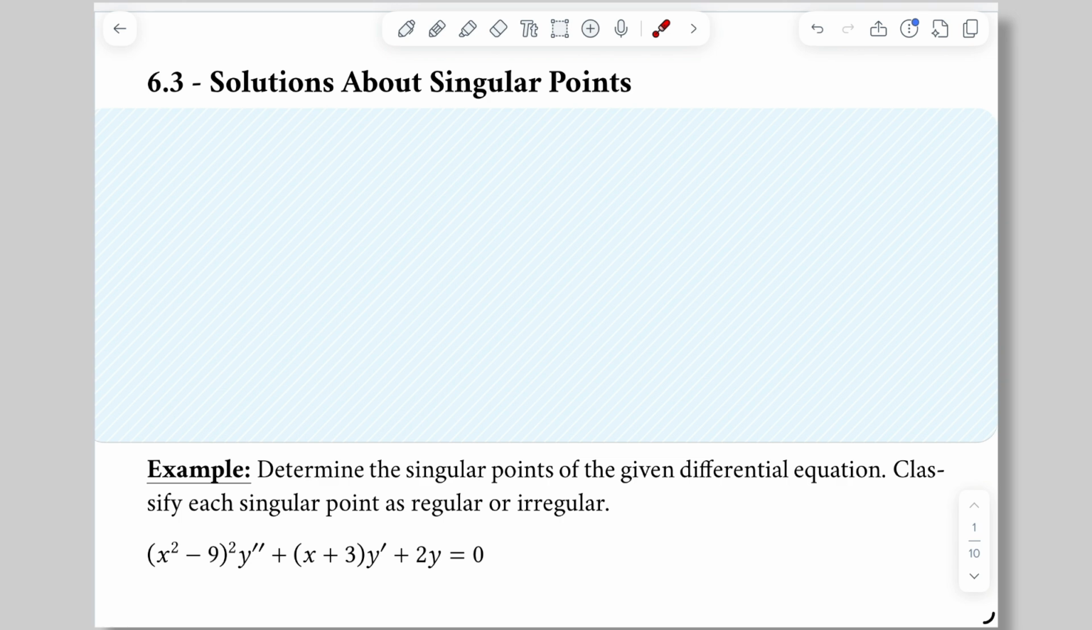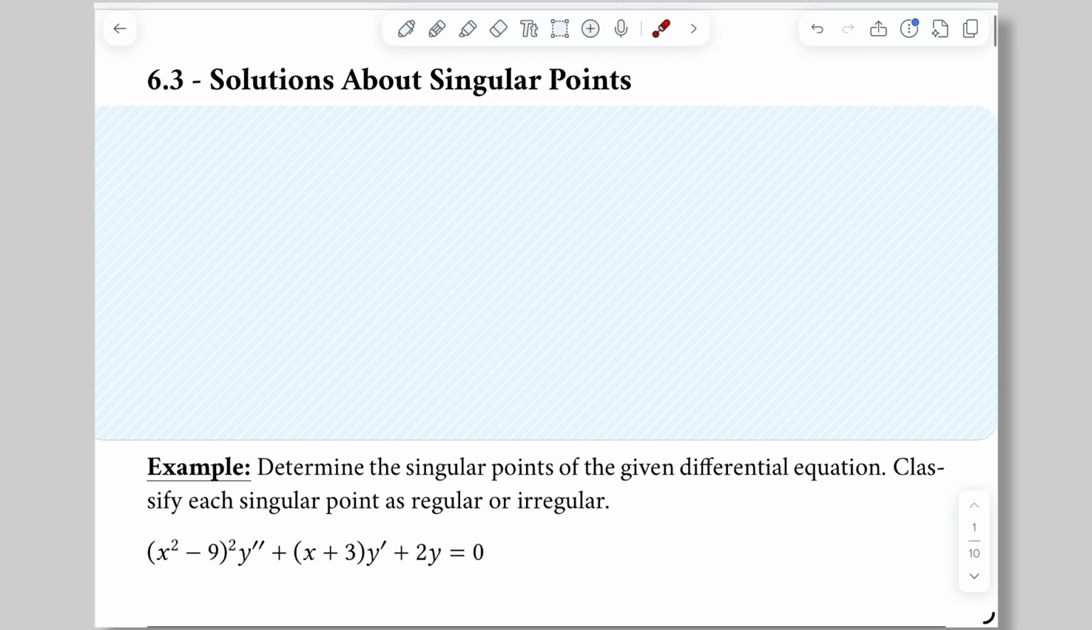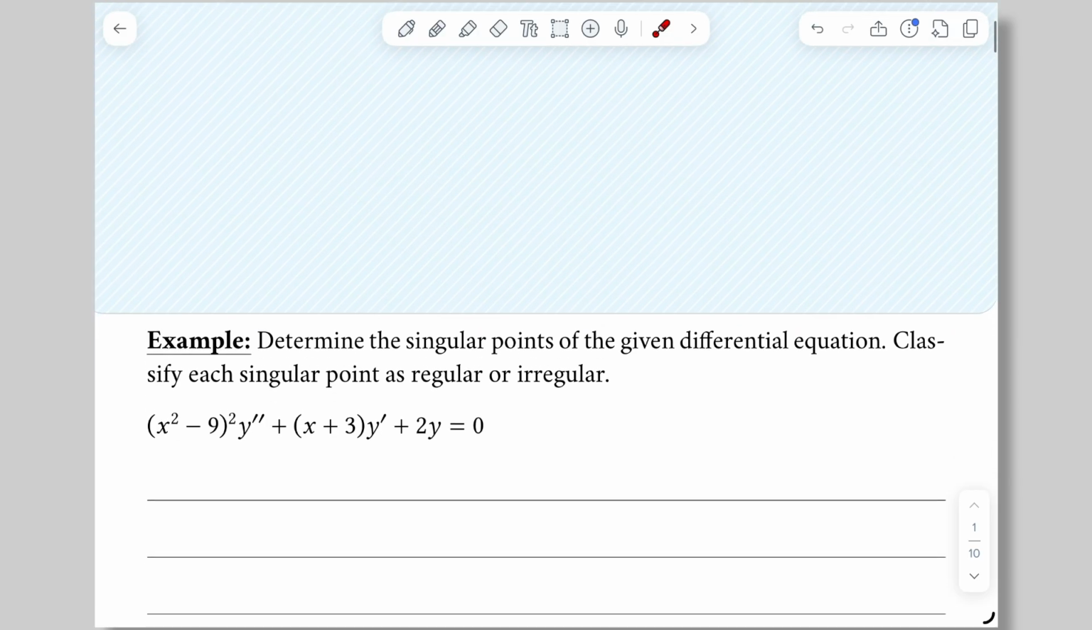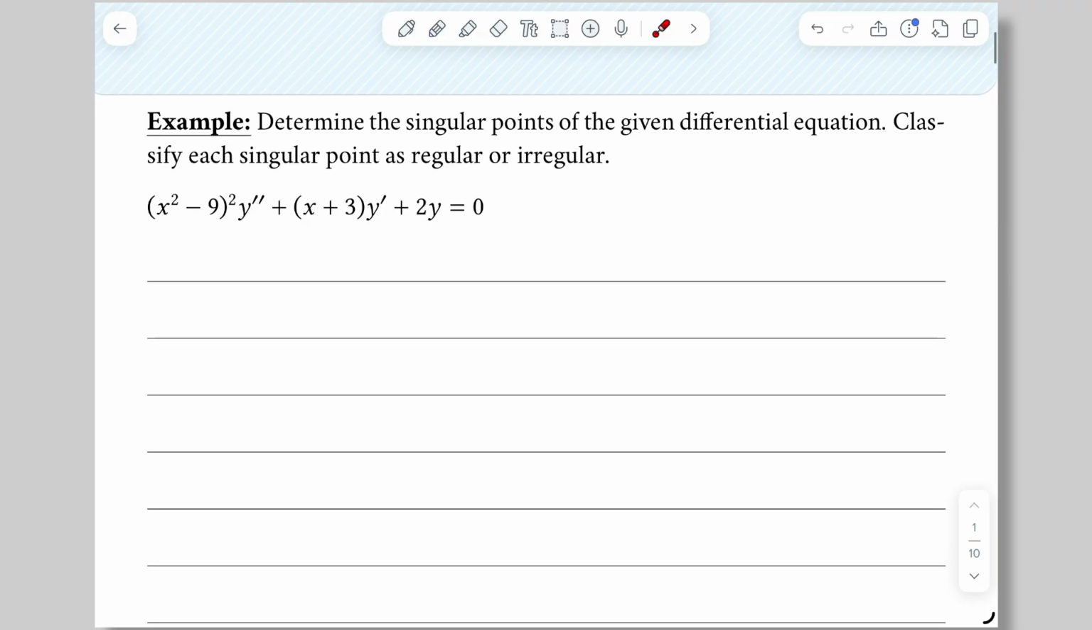This page has a bunch of text on it, but before I get to it, I think it'd be easier to see an example. We're looking at singular points. You may remember we said, kind of in passing in the previous set of videos, that a point is a singular point if it zeroes out the y double prime term. Here we have (x squared minus 9) squared times y double prime, plus (x plus 3) y prime plus 2y is equal to 0.